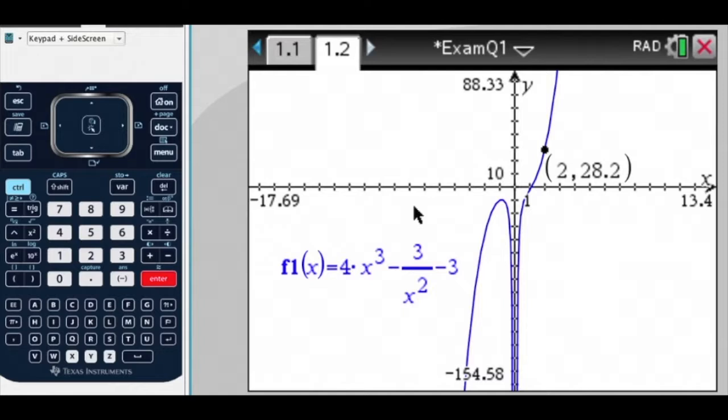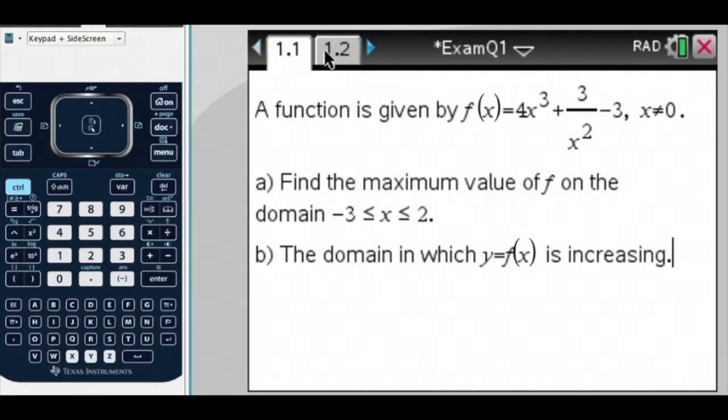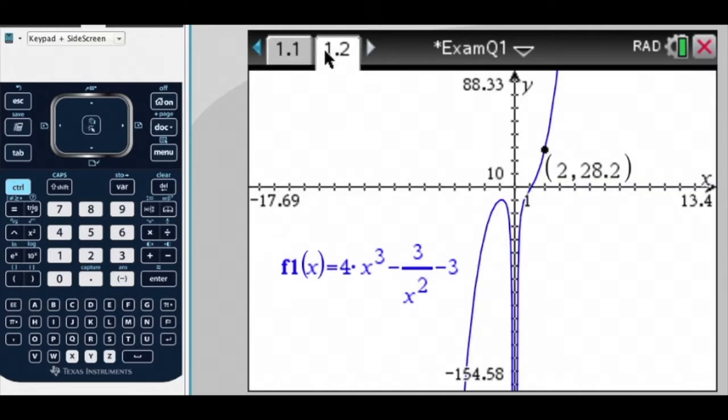Now, keeping in mind that first of all we asked for the maximum value, and that means the maximum value is 28.2, because that's the actual value of f when x is 2. If they'd asked for the maximum point, it would be the entire coordinates there.